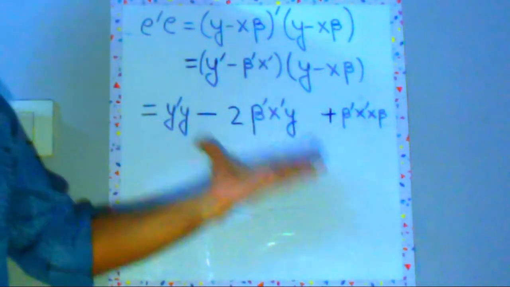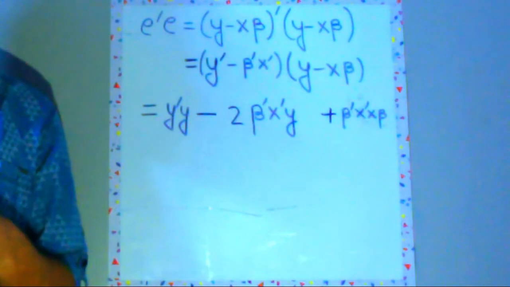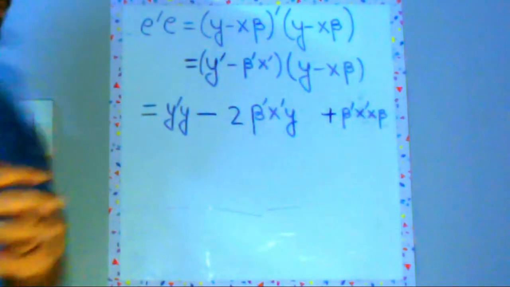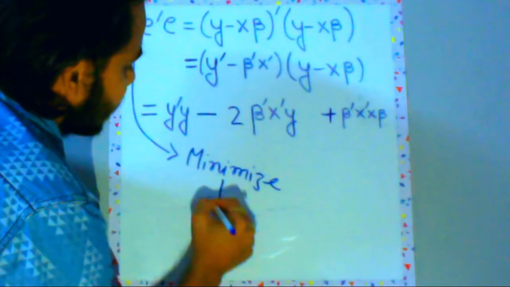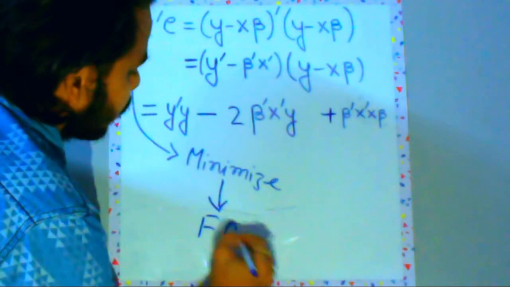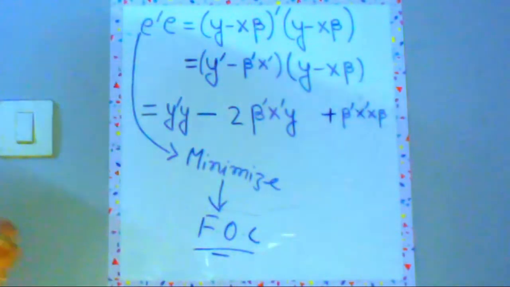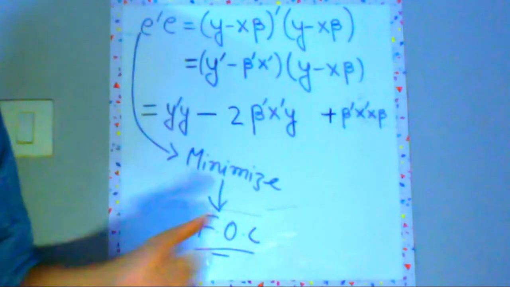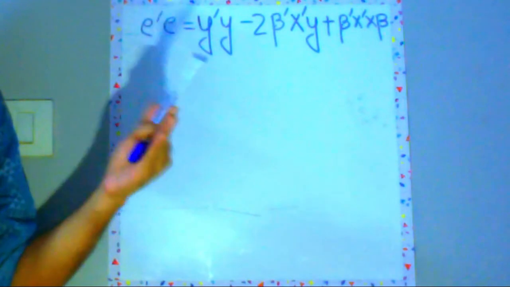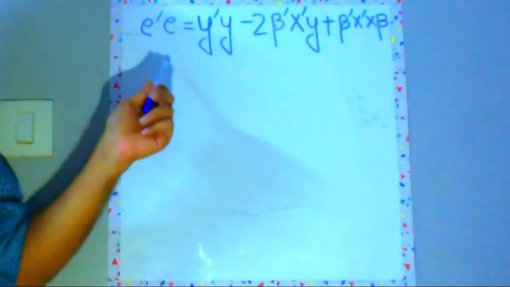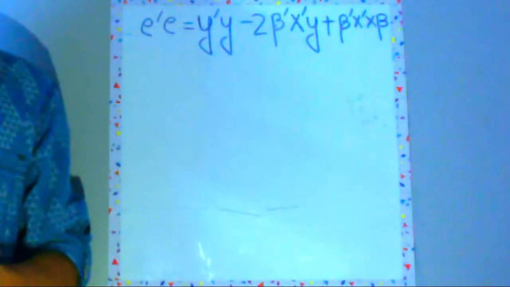In order to minimize this, we will need to find the first order conditions. So let's proceed to the first order conditions. To minimize this, or to find the first order condition, you need to differentiate this and set it to 0. Now obviously this expression is a matrix expression, and it involves a lot of matrices, so you cannot differentiate it in a normal way.